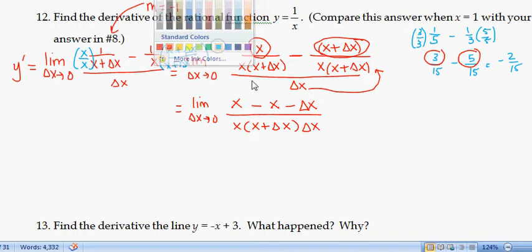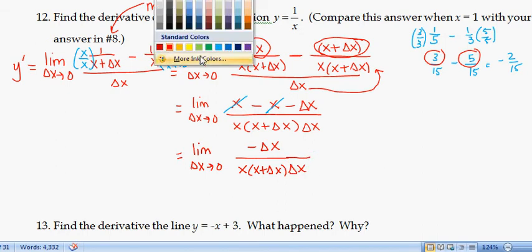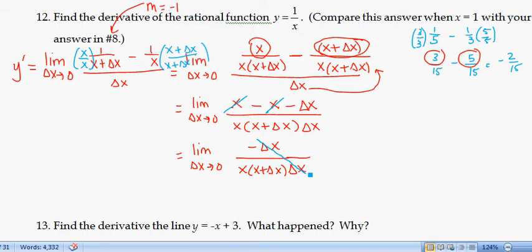Okay, so now let's look at this expression we have. We do have x minus x that we can simplify, so we're going to cancel and look at what's left. We're left with the limit as delta x goes to 0 of negative delta x over x times x plus delta x, times delta x. So we have this common factor of delta x, and at this moment I'm allowed to cancel, but only because I'm writing the limit every time. This equal sign right here is only actually a real equal sign if I remember to write that limit. And I'm left with just -1 over x times x plus delta x.